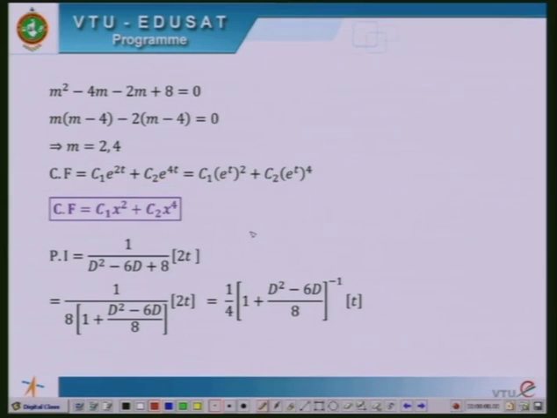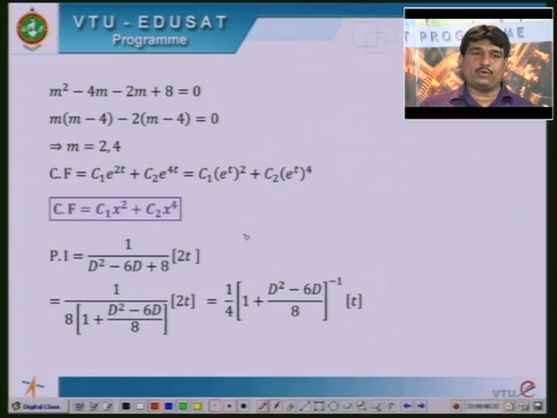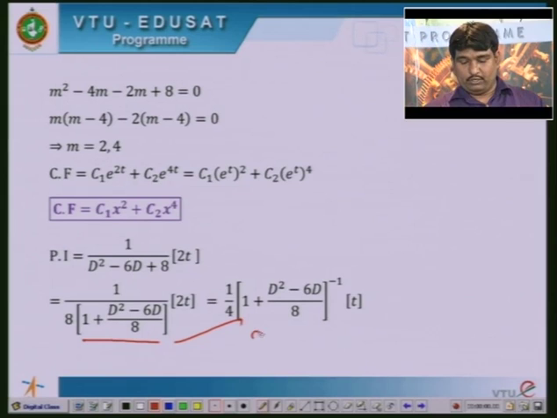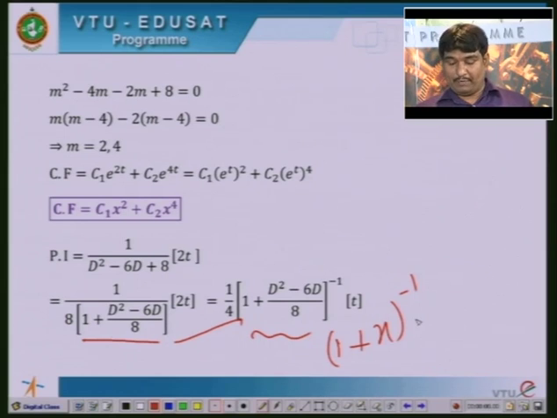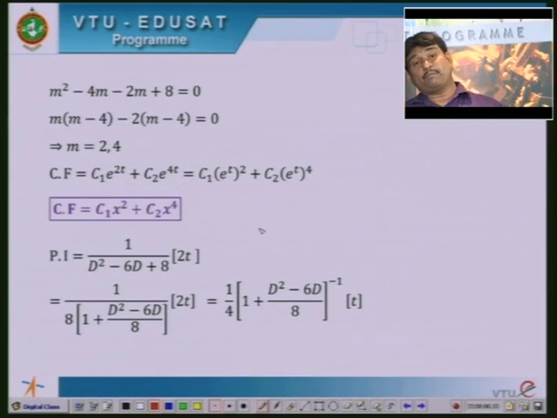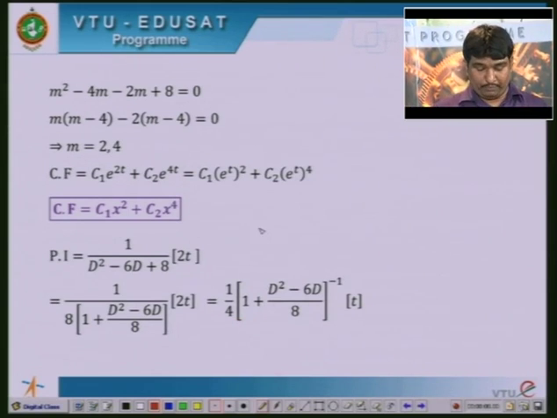Next, pi. Pi is 1 by D square minus 6D plus 8 operating on 2t, which is a polynomial. So type 3. I have taken 1 by 8 common, then it is 1 plus D square minus 6D divided by 8 operating on 2t, and then I took this to numerator, so it becomes 1 plus D square minus 6D by 8 whole to the power of minus 1. This is like 1 plus x whole to the power of minus 1, and 1 plus x whole to the power of minus 1 expansion is 1 minus x plus x square minus x cube and so on.